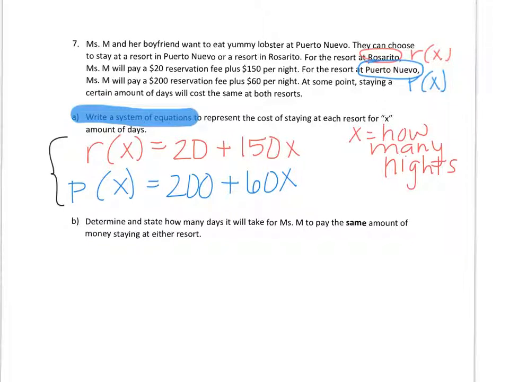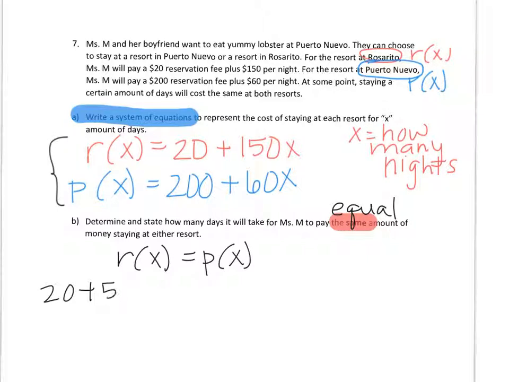For letter B, it says determine and state how many days it will take for Miss M to pay the same amount. So when you hear the word same, you should be thinking equal, right? Same means equal. So what you want to do is set your R of X equal to P of X. You want to set those two equations equal to each other. So it's going to be 20 plus 150x equal to 200 plus 60x.